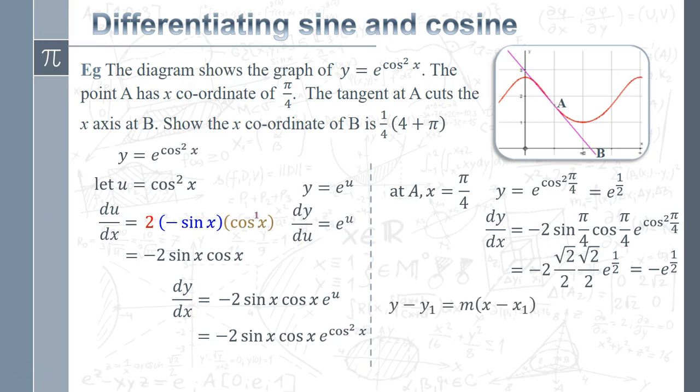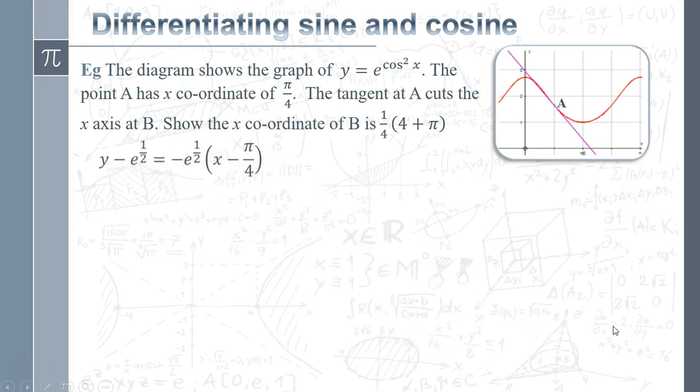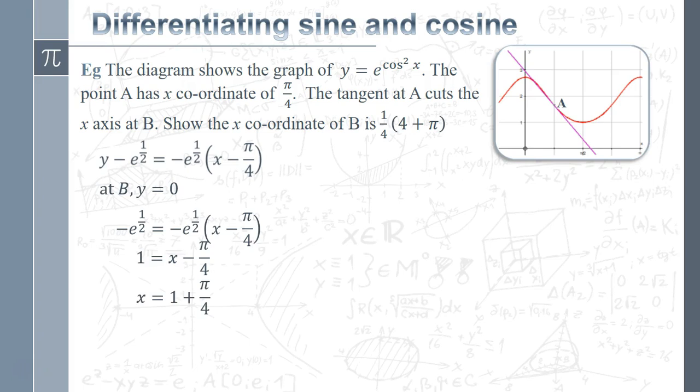And so now if we go y minus y1 equals m times x minus x1 and put in the values that we've got, there's our y coordinate, there's our gradient. Okay so far. Now the question says it cuts the x-axis at B, so we've got this point B where y equals 0. So if we put y equals 0 in, we end up with minus e to the half bracket x minus pi over 4. Divide both sides of the equation by minus e to the power half, and we end up with a 1 there. And then x equals, and there you go, x equals 1 plus pi over 4.